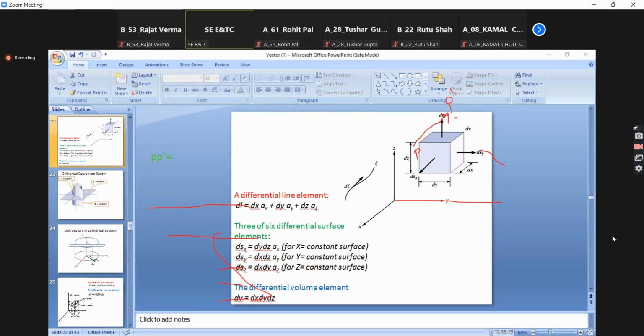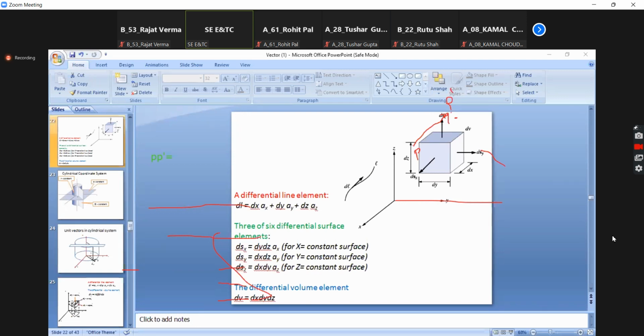So if I'm writing the surface area of the x is equal to constant surface, it is shown by ds. Since it is differential, it means a small area. So though you can see a big cuboid here, it is actually a very small cuboid. You can say it is magnified 100 times and then shown to you in the diagram.